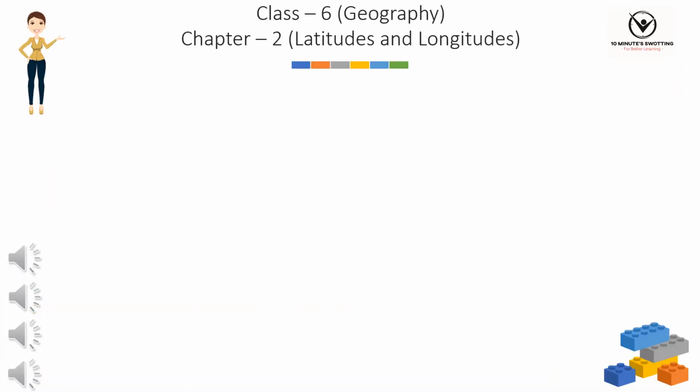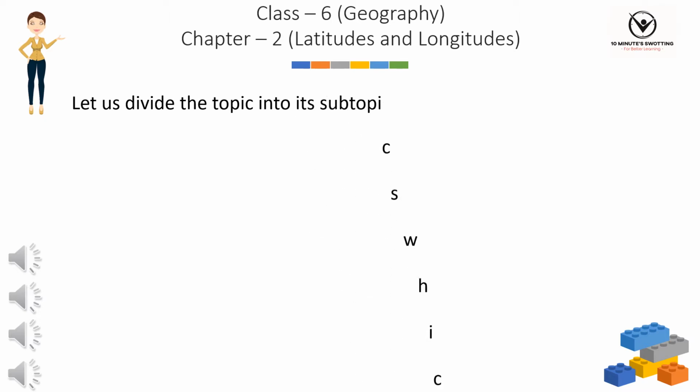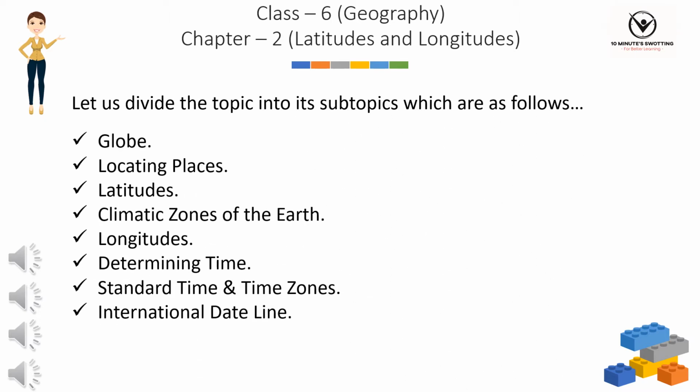Class 6. Geography. Chapter 2. Latitudes and longitudes. Let us divide the topic into its subtopics, which are as follows. Number 1. Globe. Number 2. Locating places. Number 3. Latitudes. Number 4. Climatic zones of the Earth. Number 5. Longitudes. Number 6. Determining time. Number 7. Standard time and time zones. Number 8. International date line. So let's start the subtopics one by one.